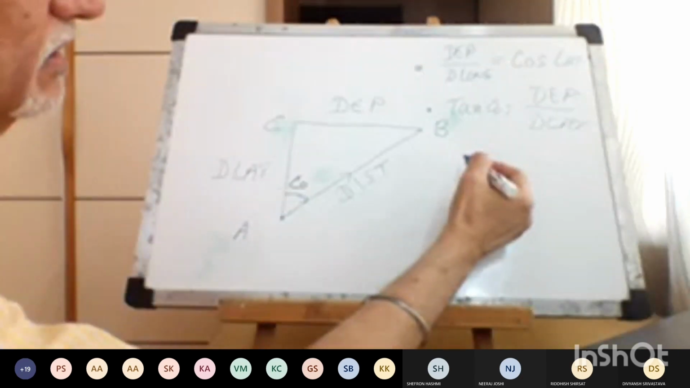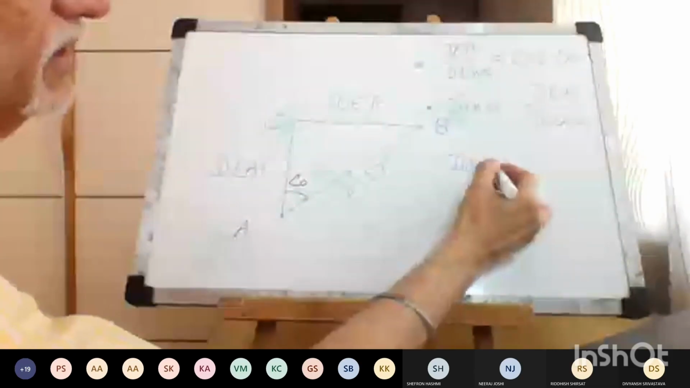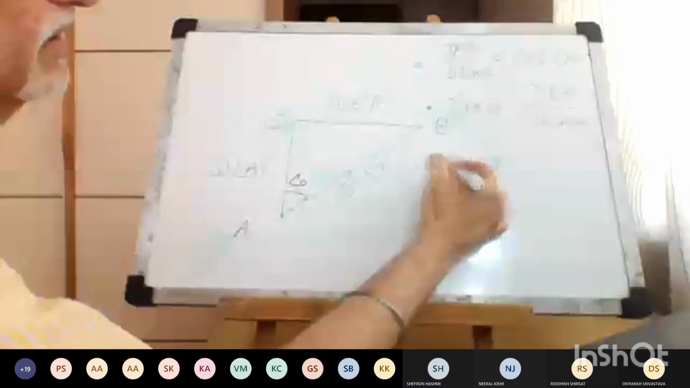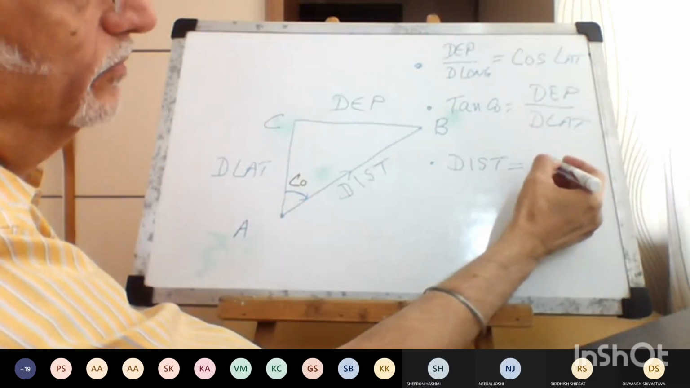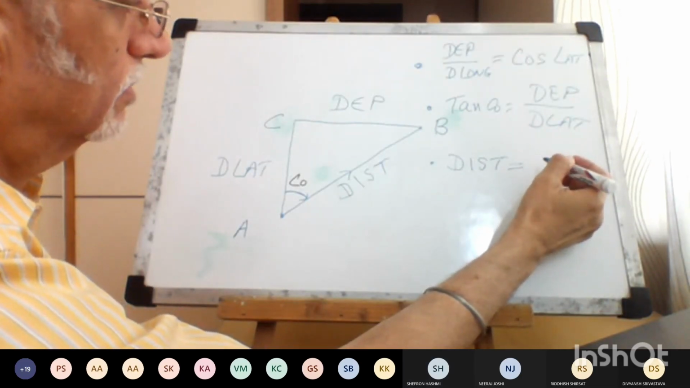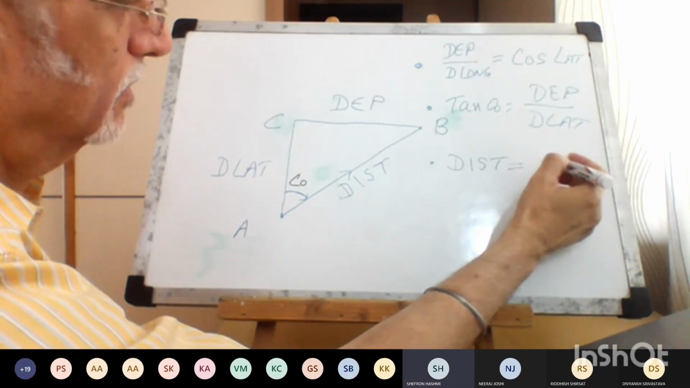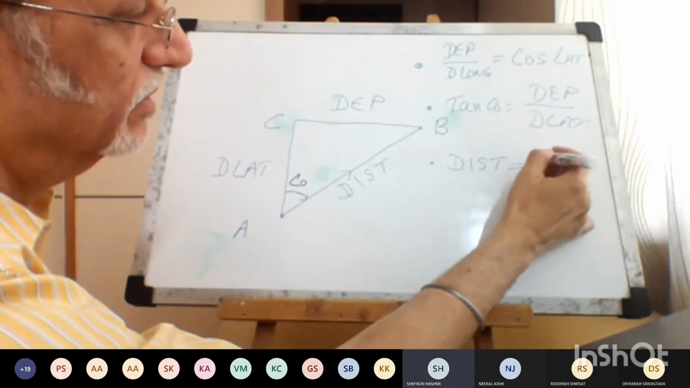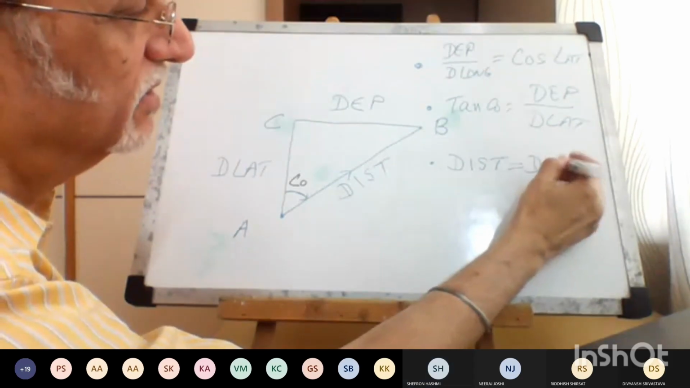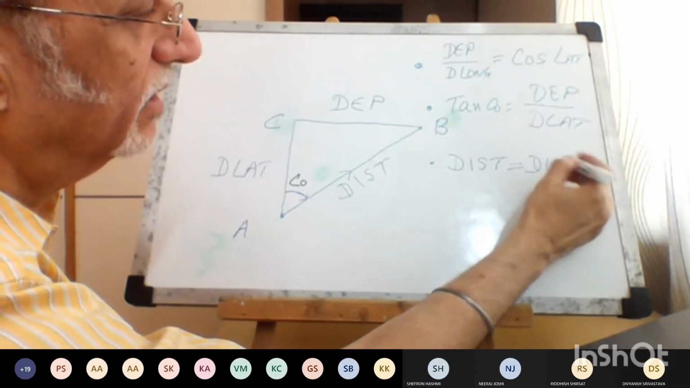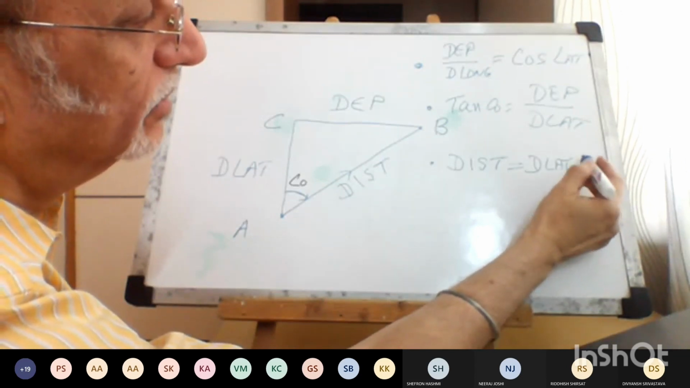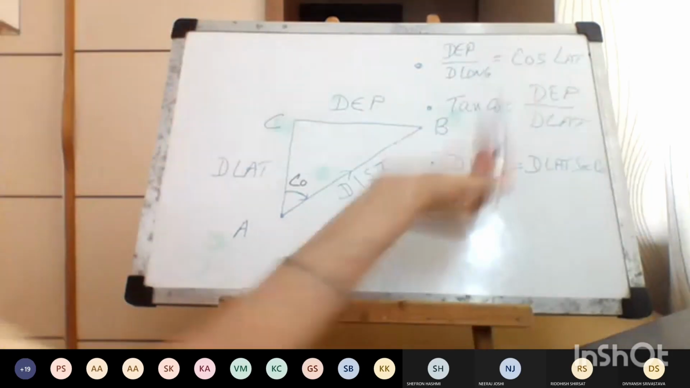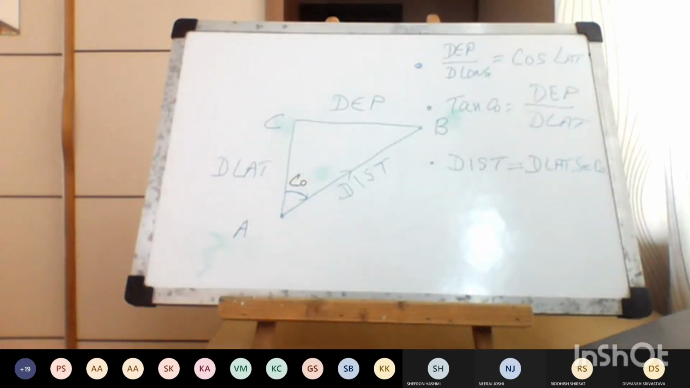What other thing we are interested in? Distance. Distance is equal to departure upon sine course. Yeah, but departure sometimes you may not have. The formula which is commonly used is distance equal to D lat upon cos course, or D lat into secant course. This is a very accurate formula and this you will find is being used everywhere.